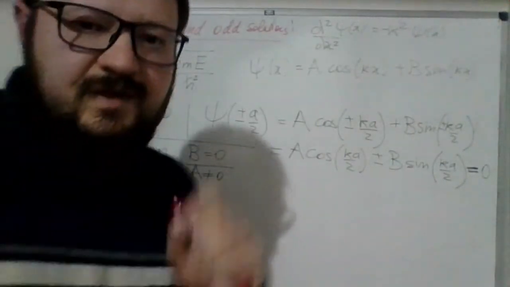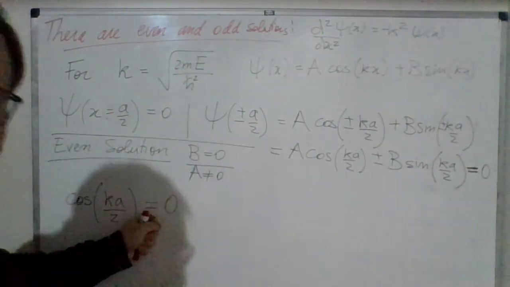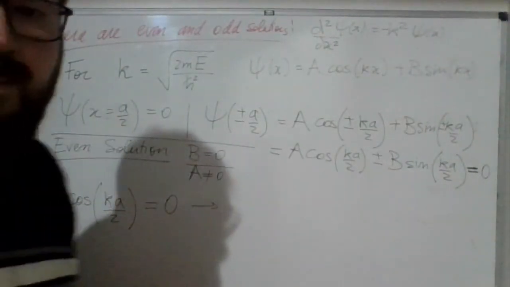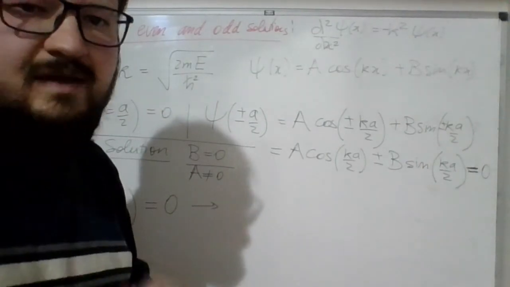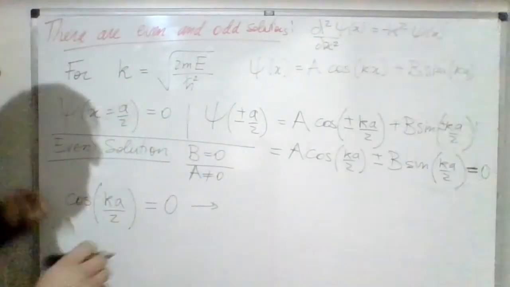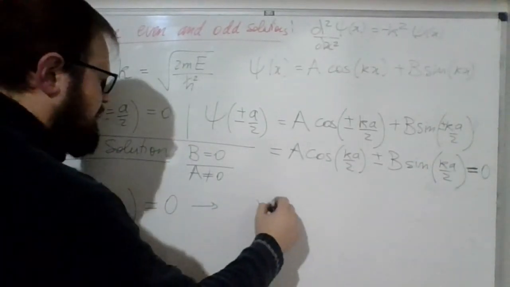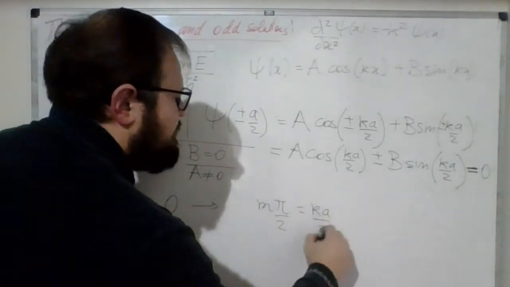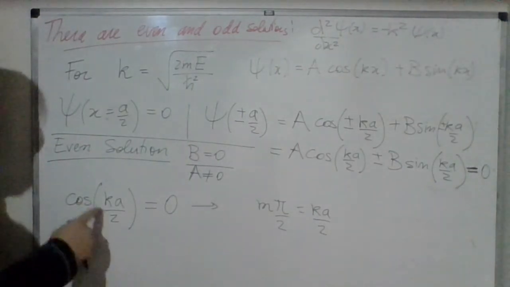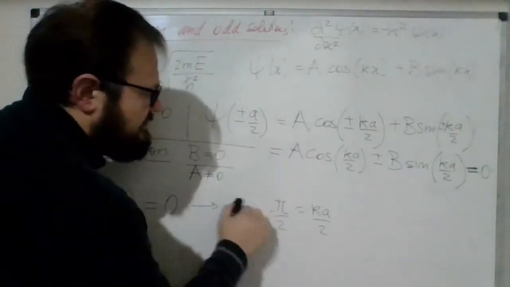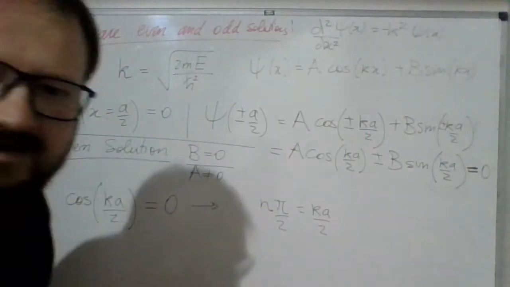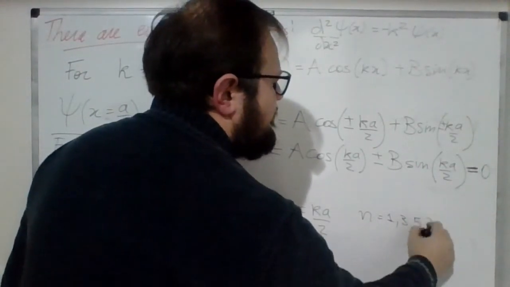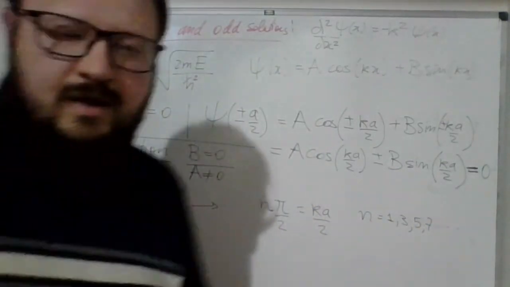This is what the boundary condition tells us. And the cosine is zero. The cosine can be made zero for multiples of pi over 2. So k a over 2 must be multiples of pi over 2. What multiples? I'll call it n. What are these integer values? 1, 3, 5, 7, and all that. So odd numbers.